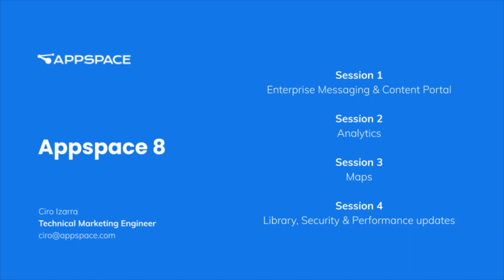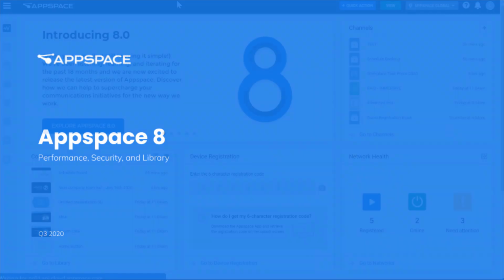Appspace 8 by focusing on a specific part of this major release. This is the final session of 4, which were the Appspace Content Portal and Enterprise Messaging integration, the new Analytics module, the new Maps module and its integration with the Schedule Board card, and the new Content Library and general platform security and performance updates. This session is focused on the Content Library and general improvements to security and performance on our platform.